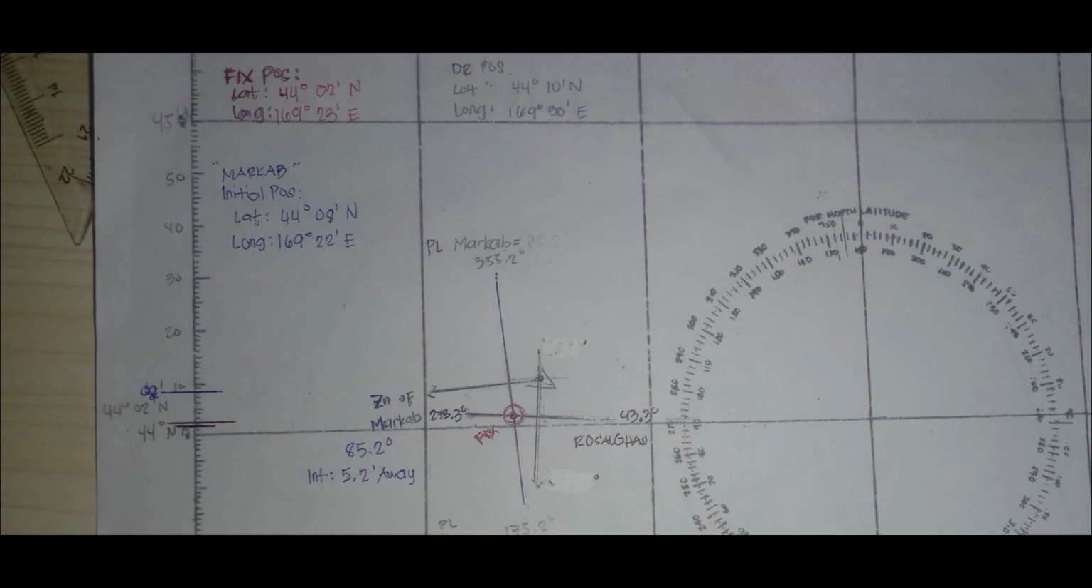We can get that latitude and longitude by aligning its line using a parallel ruler. So that's all on how to get the fixed position of the two stars.